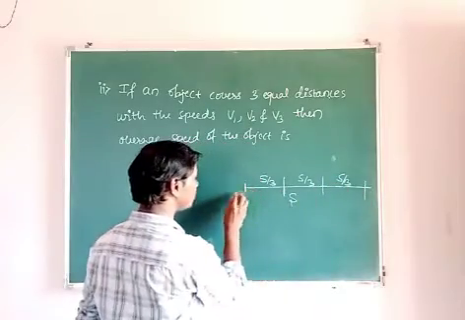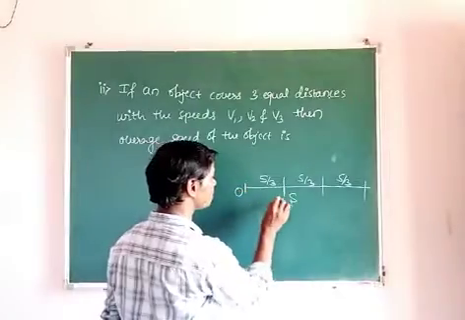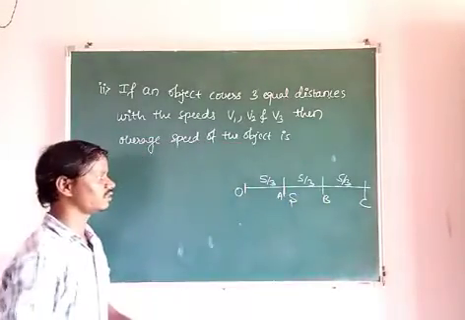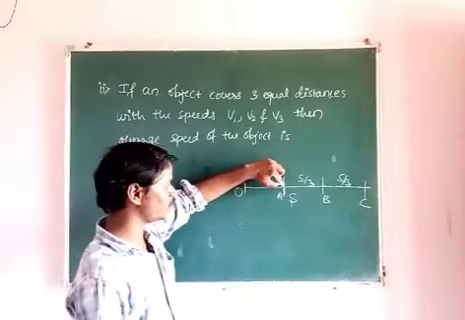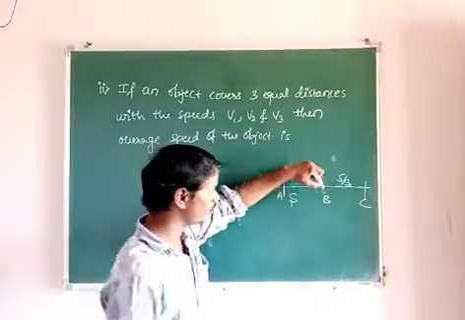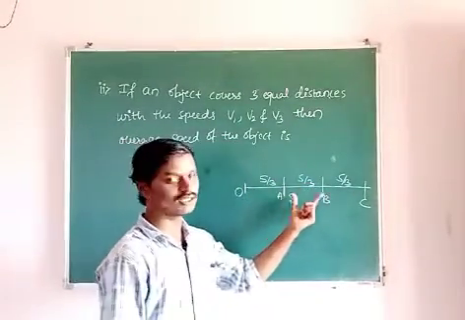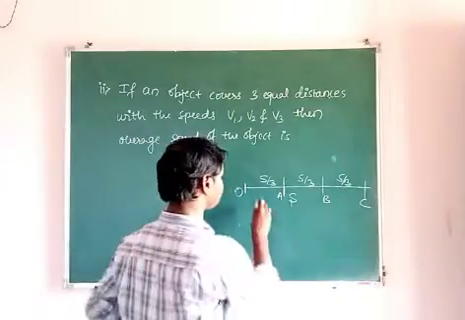Then I will take the points here and label the positions as O, A, B and C. What is the distance traveled by the object from O to A? That is s by 3. From A to B, that is also s by 3. From B to C, that is also s by 3. That means equal distances are covered by the object with the speeds v1, v2 and v3.